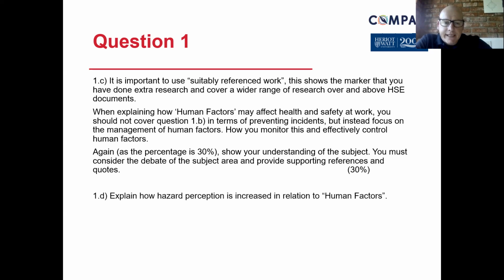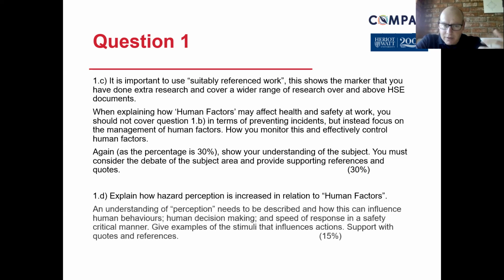And in 1D, explain how hazard perception is increased in human factors. Now, two key parts of this. I want to know about perception. So there's an expectation about discussed perception and how that can be influenced in terms of human behaviours, the decision making that's done, and also the speed of response in a safety critical manner.